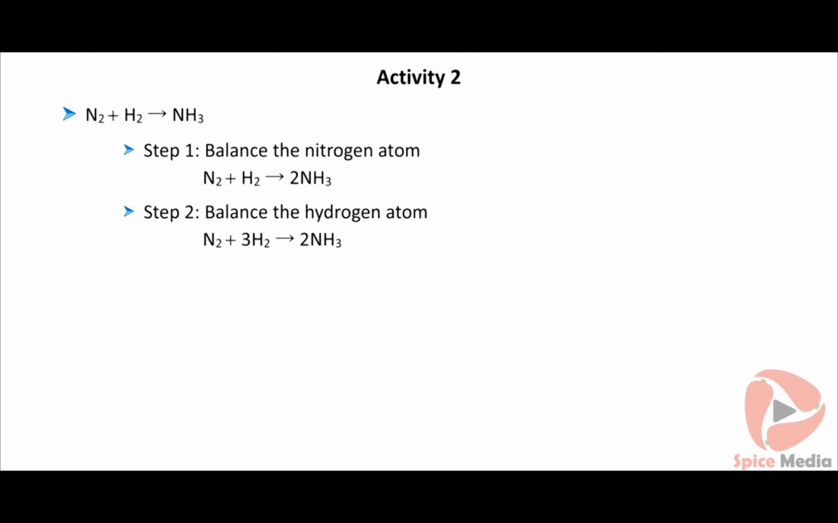Step 2. Balance the hydrogen atom. There are 2 hydrogen atoms on the reactant side and 6 hydrogen atoms on the product side. Therefore, the hydrogen on the reactant side is multiplied by 3. Then we get N2 plus 3H2 gives 2NH3. Therefore, the balanced equation is N2 plus 3H2 gives 2NH3.